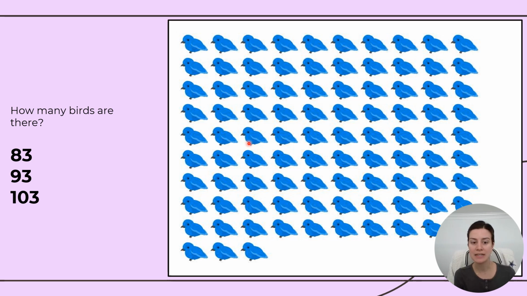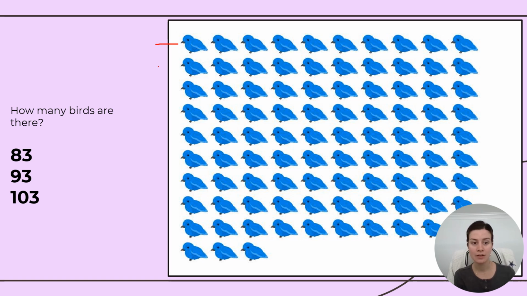I have 10 birds in each row, pretty much each row, except for that very bottom row here, which means I can count by tens. I can group these into tens and count them, and then I can count what's left over as ones. And that's exactly what I'm going to do now.